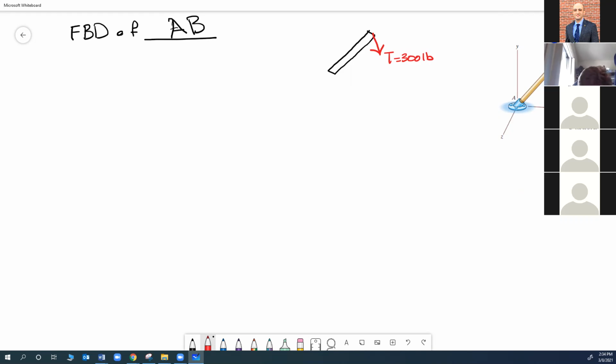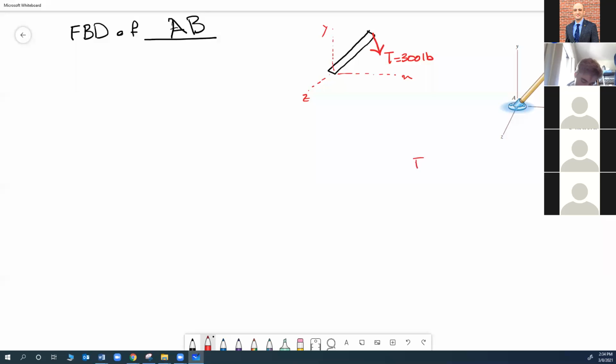What about step 3, reactive forces. This is a fixed support. So what does that mean when I say something is fixed? Does it move? It can't move about point A. It can't move, right? It's fixed. Can it rotate about point A? No, it's fixed.